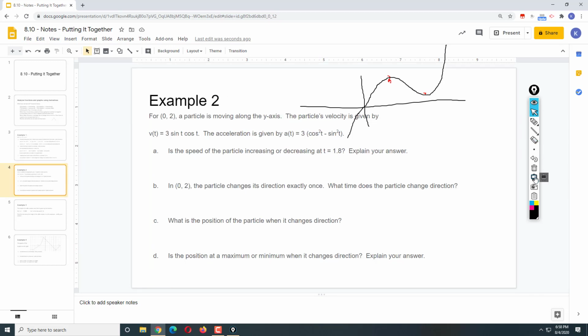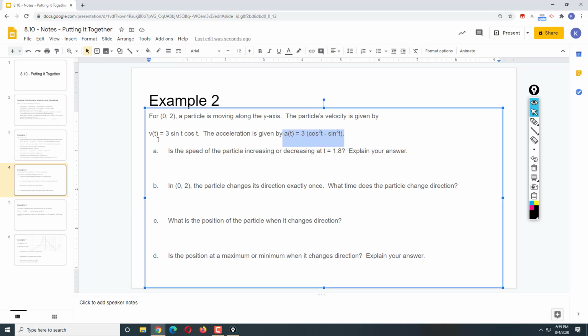Example 2. In the open interval 0, 2, a particle is moving along the y-axis. The particle's velocity is given by v of t is equal to 3 sine t cosine t. The acceleration is given by a of t is equal to 3 times cosine squared t minus sine squared t. We know that the acceleration is really just the derivative of the velocity. A. Is the speed of the particle increasing or decreasing at t equals 1.8?